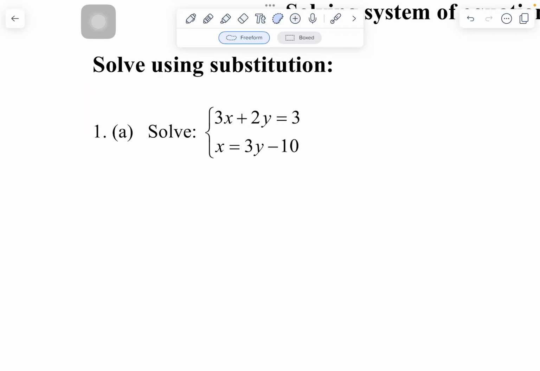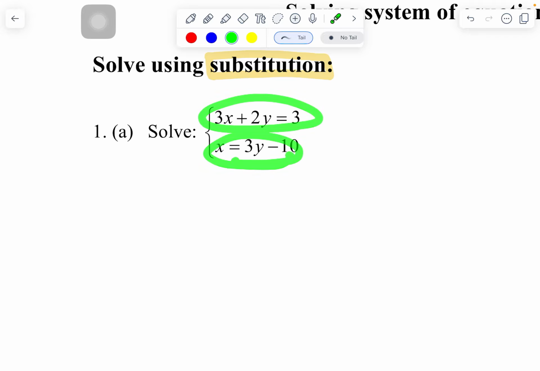So here's the thing. Could we graph this? Yes. But we're going to instead use something called substitution. Now, mathematicians tend to be descriptive about naming things. The reason this is called substitution is because we are going to substitute one of these equations into the other.